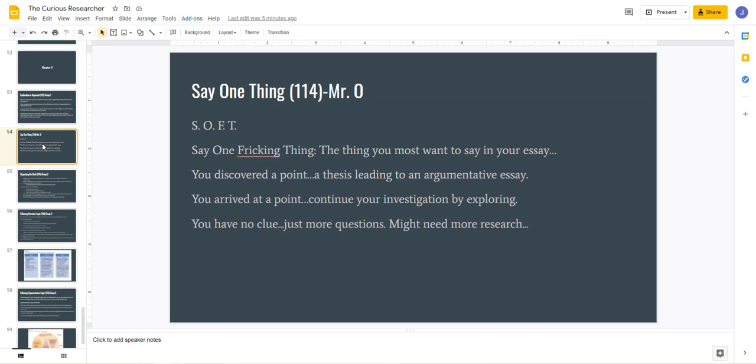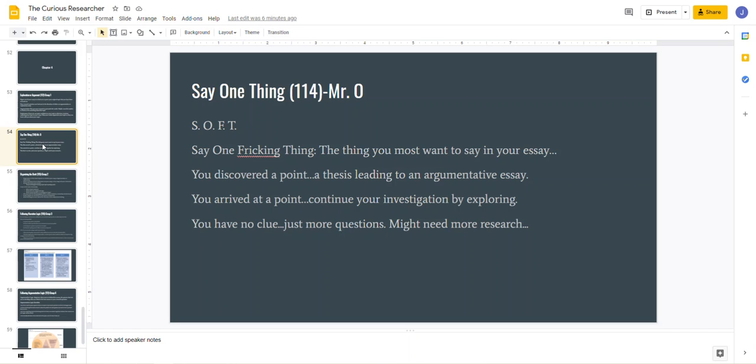It doesn't matter if you're arguing or if you're exploring, just make a main point. So, for example, if you discovered a main point, that usually leads to a thesis, leading to an argumentative essay structure, or you arrive at a point and you want to continue investigating by exploring your topic, talking about your research, where it might lead. You want to inform the audience more about your particular topic.